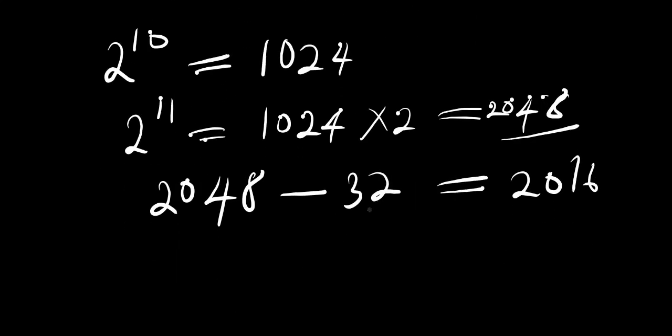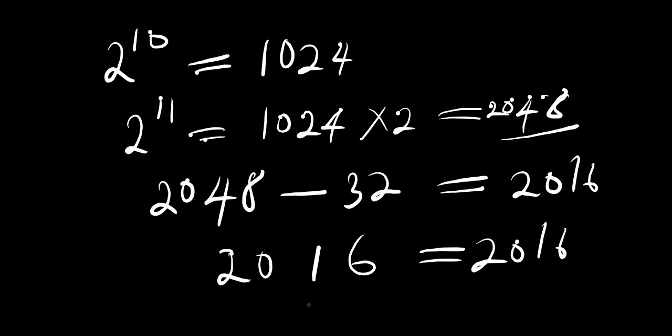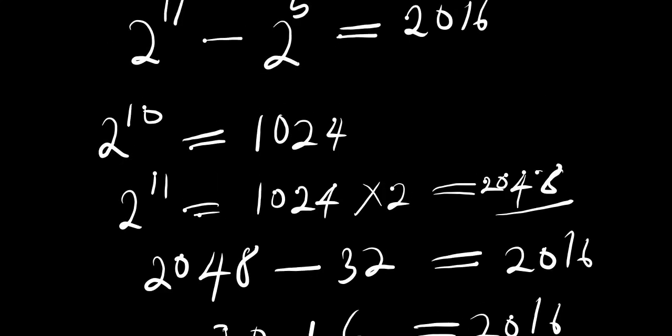2048 minus 32, if you subtract 8 minus 2, you have 6. So you have 4 minus 3, you have 1. Then you have 20 here. You have 2016 equals 2016. So that means the two solutions here for K and L are absolutely correct.